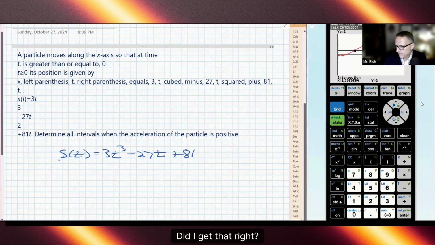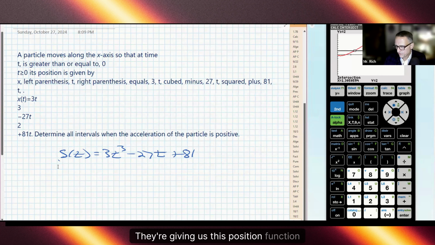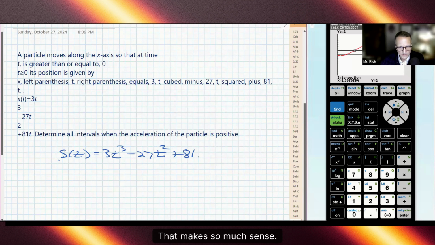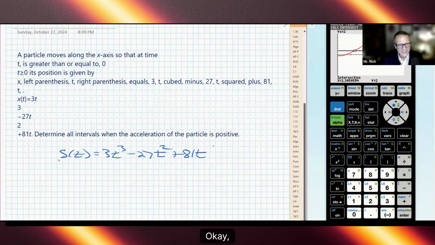All right, did I get that right, Issy? It looks like they're giving us this position function, and then they want us to find out when the acceleration of the particle is going to be a positive value. It's 81t. I thought it was 27. Oh, 27t squared. Got it. Thank you. That makes so much sense. How's that look? Okay, good.